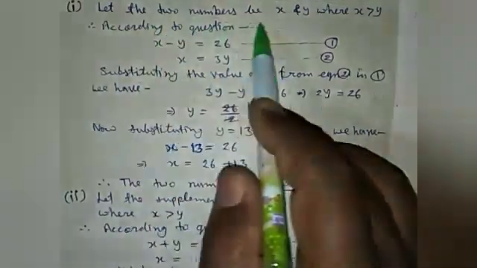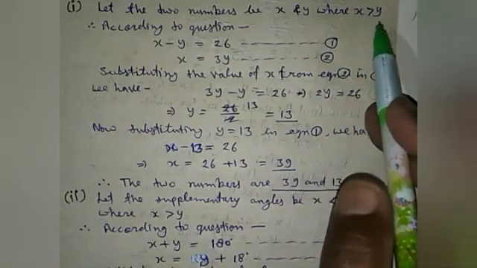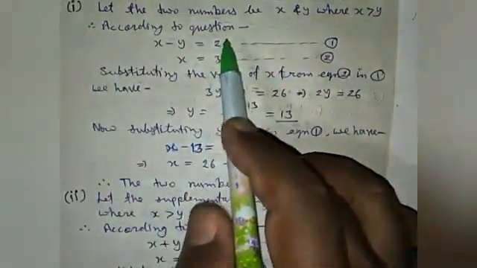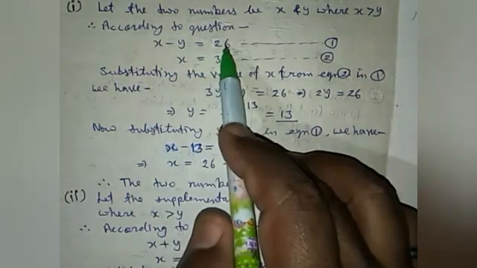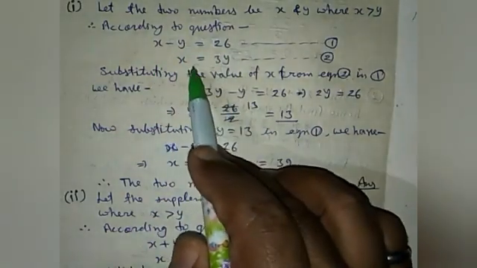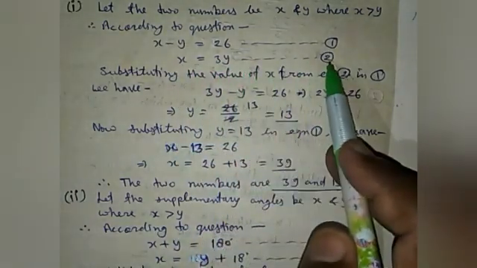Let the two numbers be x and y, where x is greater than y. Here, according to the question, the difference is 26. So, x minus y equals 26. This is equation number 1. And one number is 3 times the other, meaning x equals 3y. It is equation number 2.